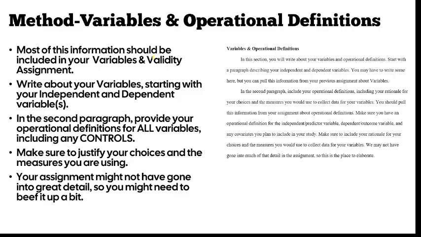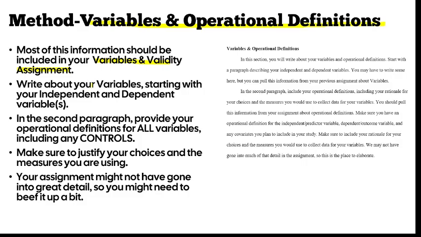Your next section of the method section is going to be your variables and operational definitions, which again should have been included in your variables and validity assignment. Okay? Both components of that assignment are going to be incorporated into this paper. So you're going to have at least 2 paragraphs here. You might have to supplement it. You may not be able to just copy and paste what you had from your assignment, but you should have the meat and bones of it, right?